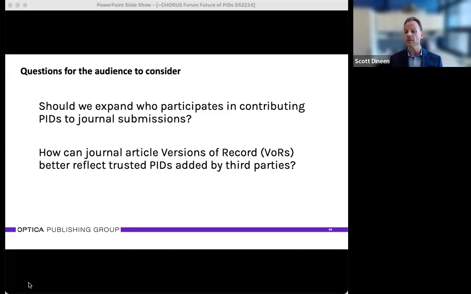And in terms of PIDs that are added by third parties, there's a version of record for each article. Usually the publisher has it, like we'll have an article in our Optics Express that may have rich metadata and PIDs that we, as a publisher, didn't have and didn't know about. Can we build out a better infrastructure? And what was that term? Something about trust among parties so that there's a better way to flow these PIDs, maybe through Crossref, back into the version of record.